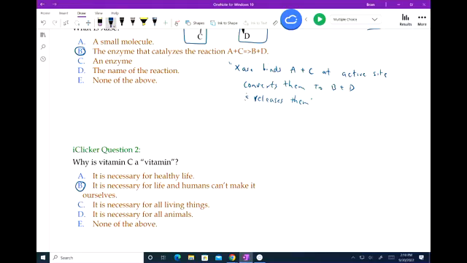All right. Again, this is why I hate multiple choice questions. It's mostly to get people thinking about these things. Necessary for all living things. Does anybody know, do all other animals require vitamin C, or only some? Does anybody know that? Pardon? It turns out no.